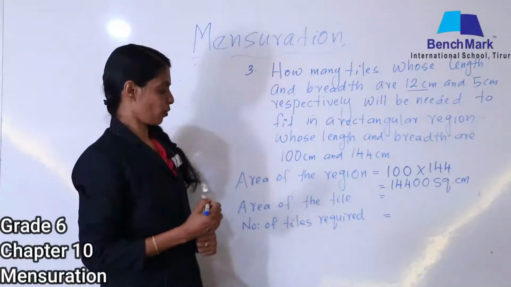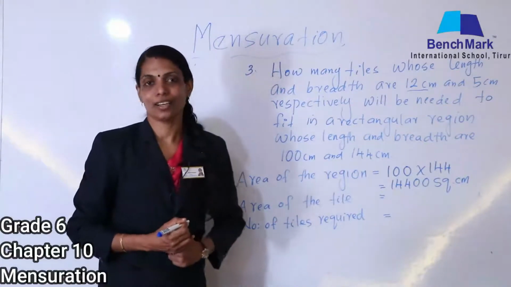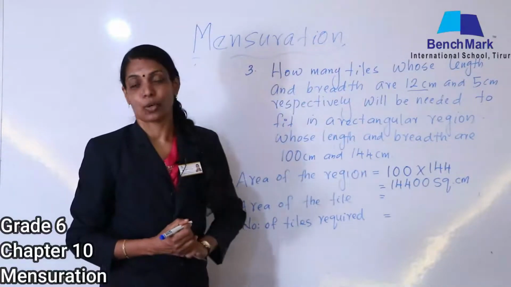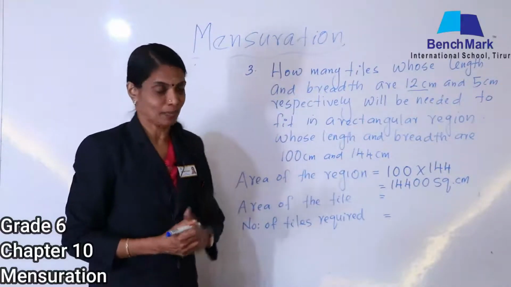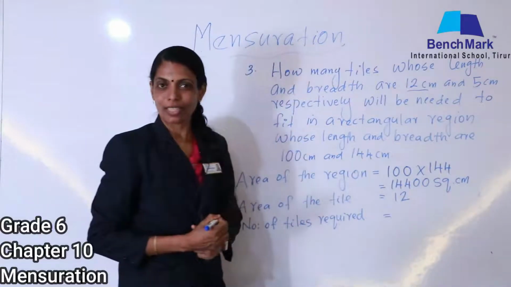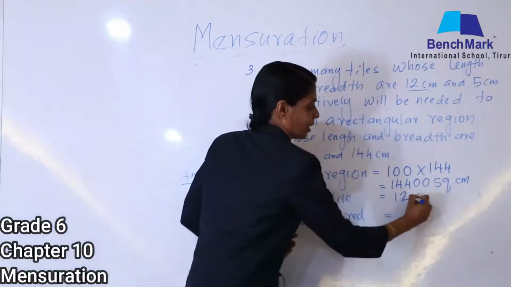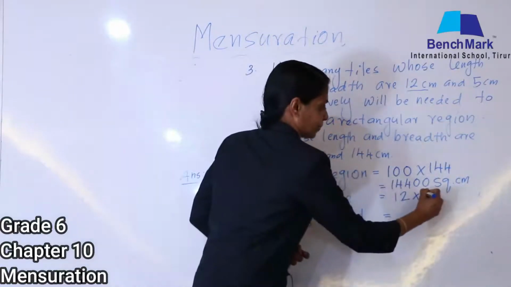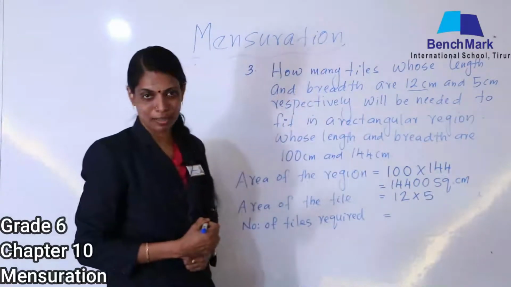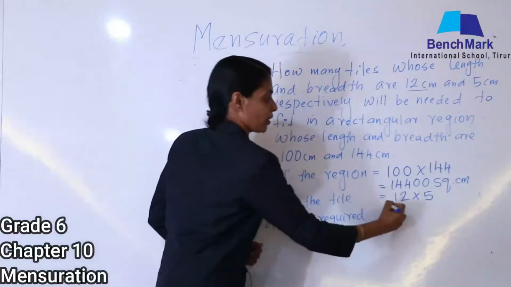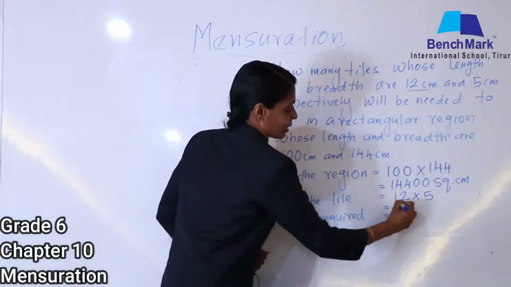Next, we have to go for finding the area of the tile. And for the tile, what is the length and what is the breadth? Yes, 12 is the length and 5 is the breadth. Let's multiply them. It is 12 times 5. How much is 12 times 5? It is 60.